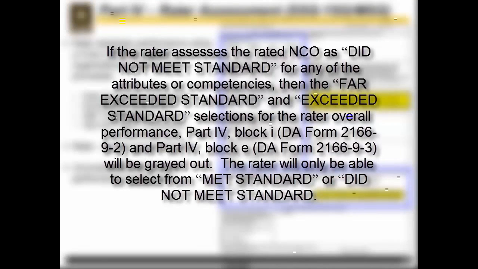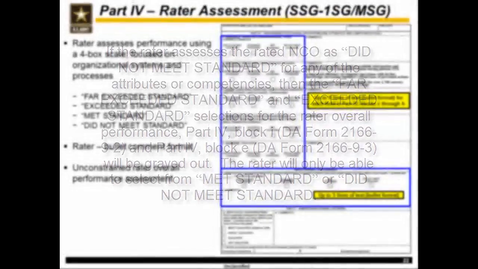Note, if the rater assesses the rated NCO as did not meet standard for any of the attributes or competencies, then the far exceeded standard and exceeded standard selections for the rater overall performance, Part 4, Block I, DA Form 2166-9-2, and Part 4, Block E, DA Form 2166-9-3 will be grayed out. The rater will only be able to select from met standard or did not meet standard.